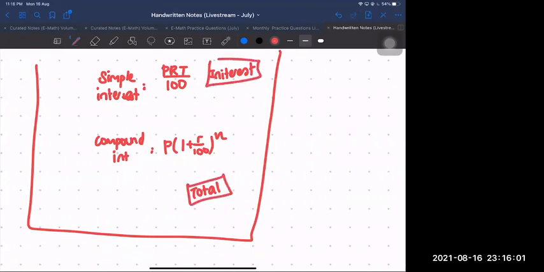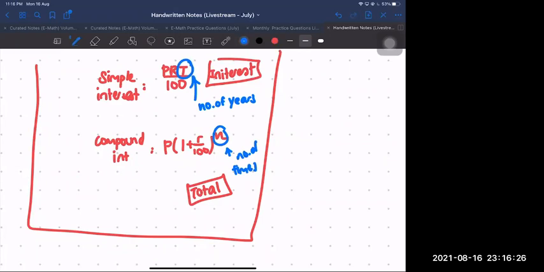Okay, so I repeat again. Simple interest means you're calculating interest. Compound interest means you're calculating total. The only other difference I want to mention is the t value and the n value. This t value here is the number of years. This n value here is the number of times. So there's a difference.